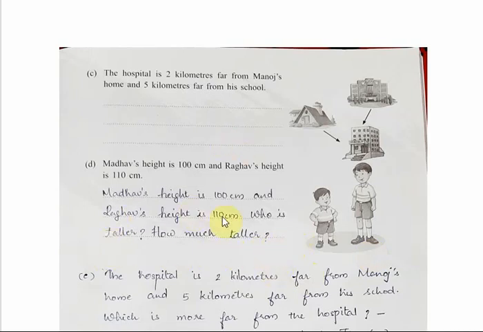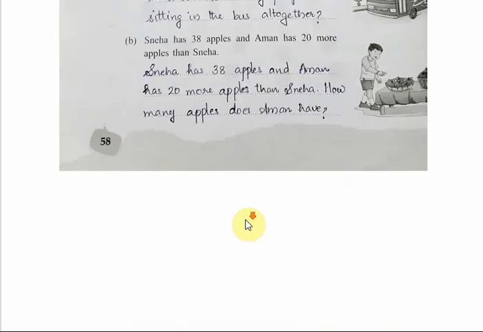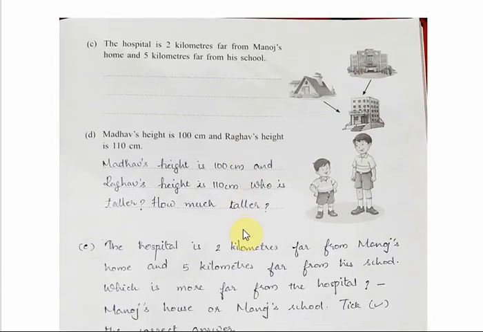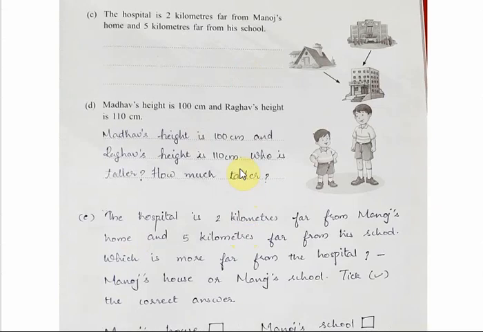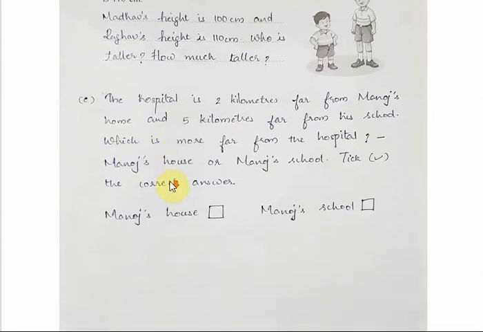So children, you have to copy this in your workbook. Okay, you have to do this in your workbook. Complete this in your workbook. We have completed our lesson, both the textbook and workbook we have finished.